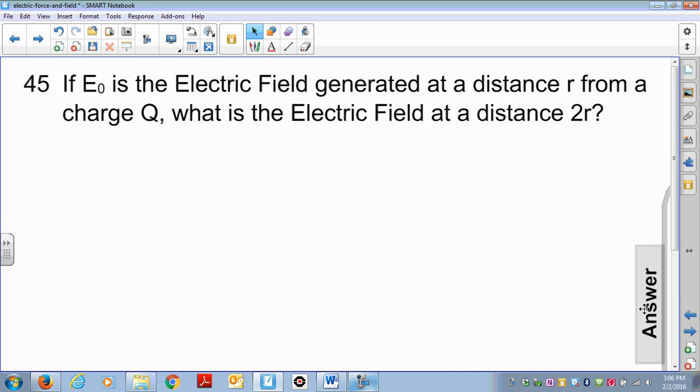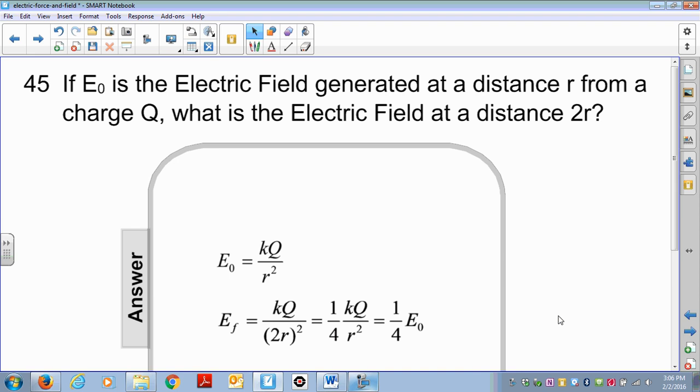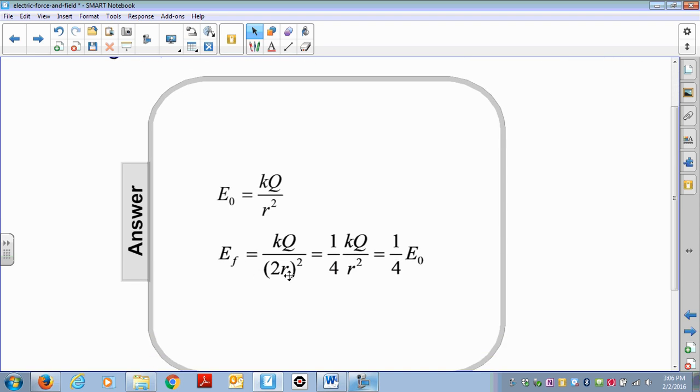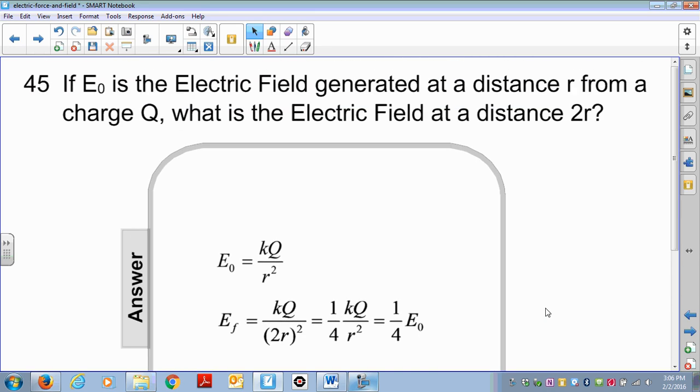Okay, so let's check and see what you have. Hopefully you substituted in 2r into the denominator and squared both terms, which ends up giving you an electric field at a distance of 2r, which is actually 1/4 the original field at distance r.